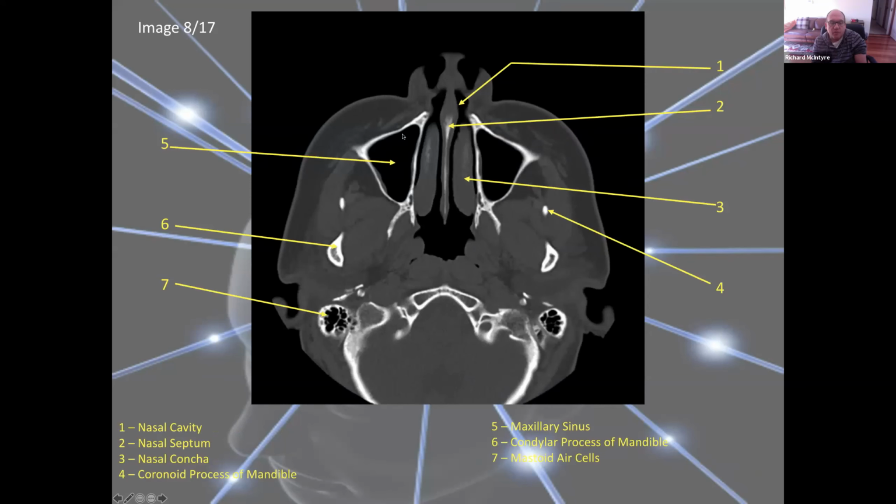Okay, so now we've got the nasal cavity, the septum, maxillary sinus. We've got just the front, what's that, coronoid process of the mandible. Okay, so we know the mandible has a TMJ, condylar process, and coronoid process. We know the mandible has two processes. And then we've got the air cells in the mastoids.